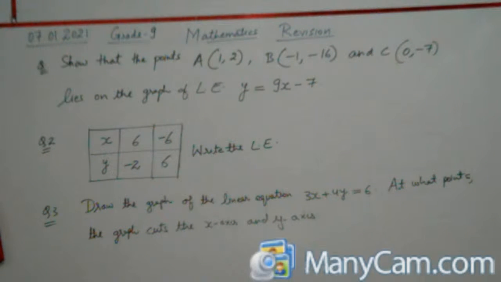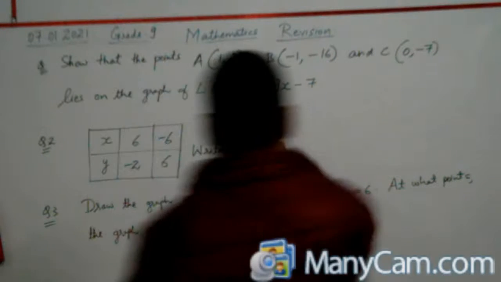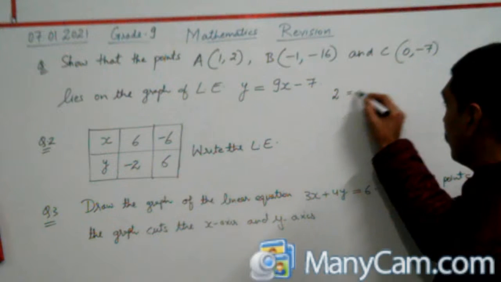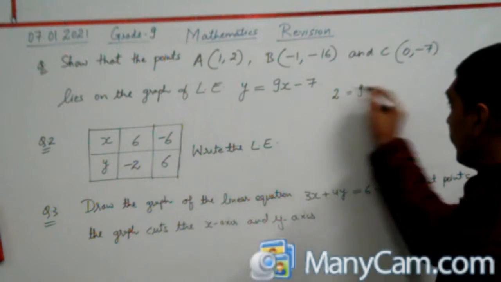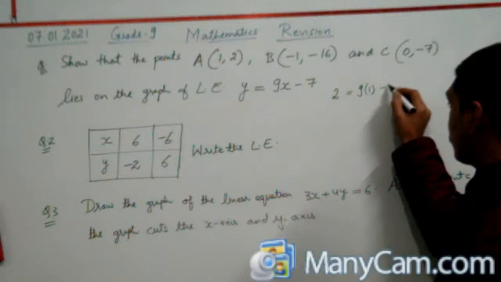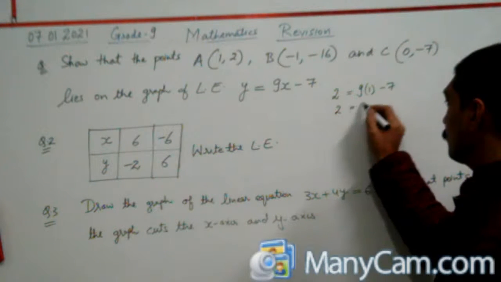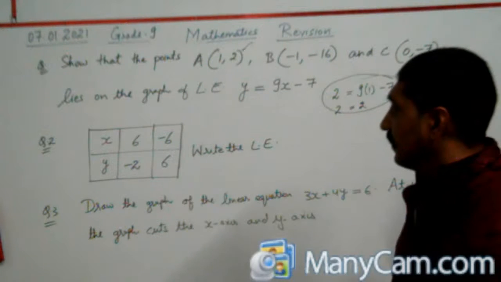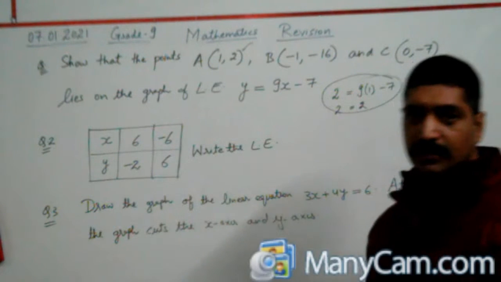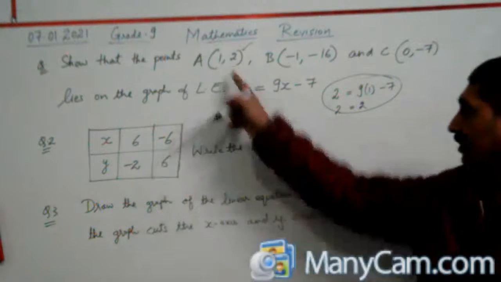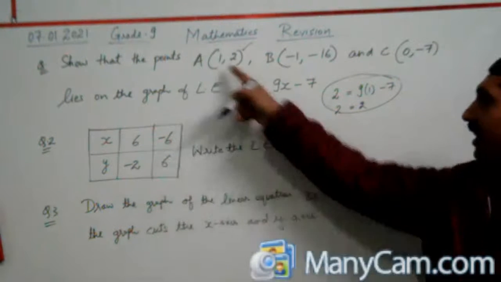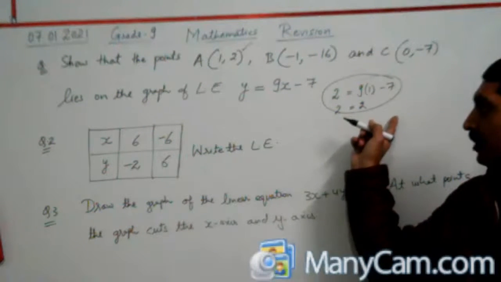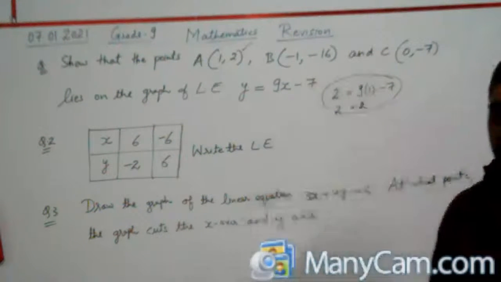So here one by one we will substitute the value. Here y is 2, and x is 1, so 2 is equal to 9 minus 7, so 2 is equal to 2. So the first point lies on the graph, because when we substitute the value, it satisfies the equation.